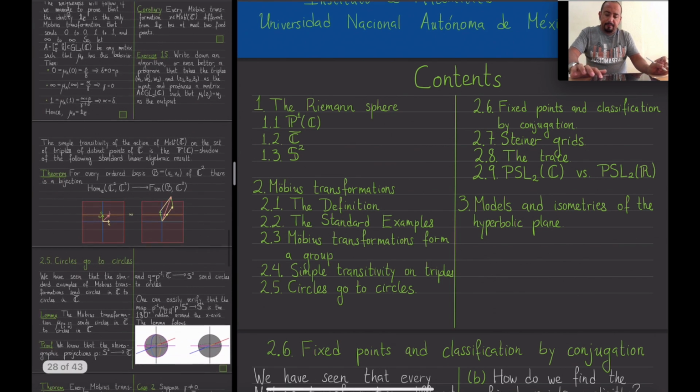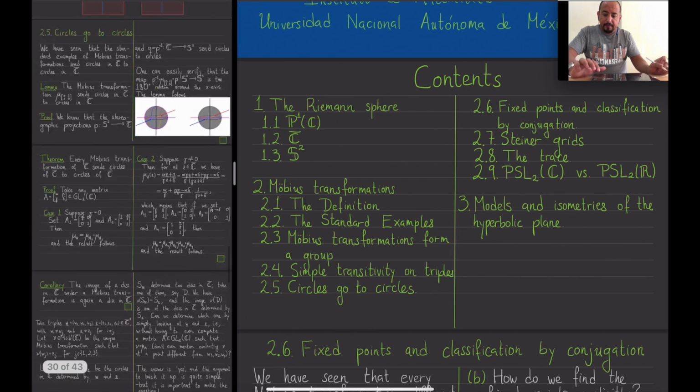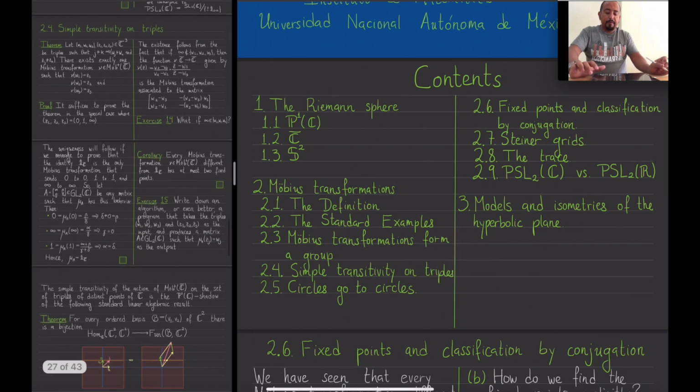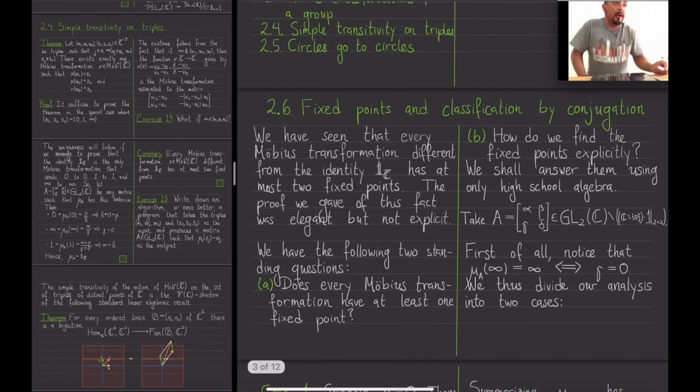Now let's speak about fixed points, right? So as I said a moment ago, the fact that given any two triples of distinct points, there is exactly one Mobius transformation taking one triple to the other in order, automatically tells me that if a Mobius transformation has 3 fixed points, then it has to be the identity, right?